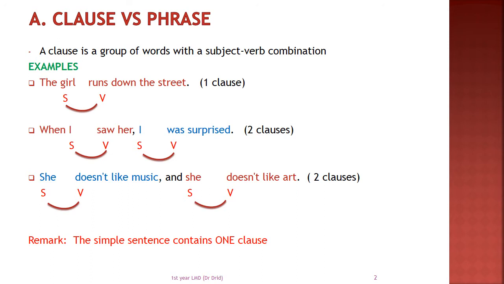The third example, she doesn't like music and she doesn't like art. How many combinations are there? She doesn't like. One combination. She doesn't like. Another combination. Two combinations, it means two clauses. In this sentence, there are two clauses. We may find more than two clauses in a sentence, 3, 4, 5. It depends.